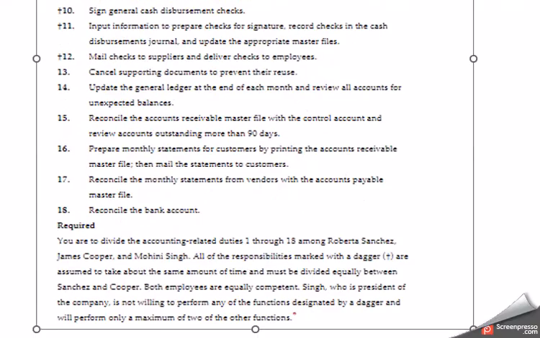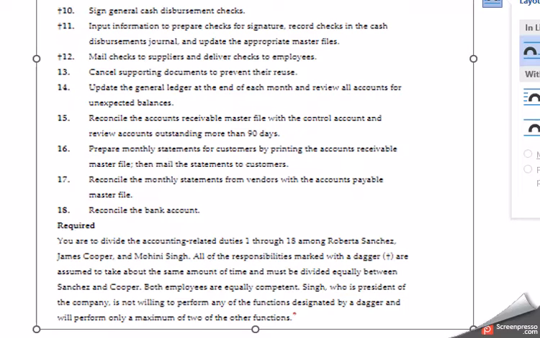And then if we go down here, we have 3 employees: Roberta Sanchez, James Cooper, and Mahoney Singh. All of the responsibilities with the dagger are assumed to take about the same amount of time and must be divided equally between Sanchez and Cooper. Both employees are equally competent. Singh, who's the president of the company, is not willing to perform any of the functions designated with the dagger and will only perform a maximum of 2 other functions.